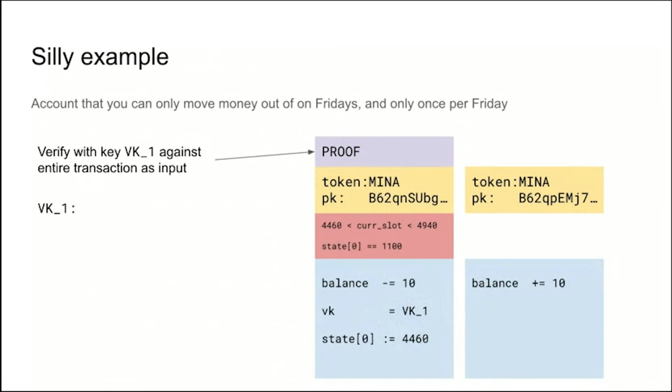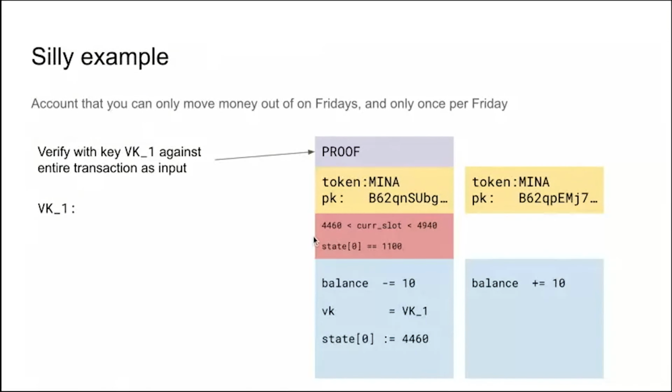How is VK1 going to make that decision? Well, let's just take a second to look at this transaction. So we have the proof, fine. We have the originator information, the sender information, this token Mina, public key, whatever. Then we have the predicate, remember, the predicate. What does the predicate say? It says the current slot has to be between 4,460 and 4,940. The current slot is kind of like the current time. And I looked it up and I made sure that this is a Friday. I think it may have been last Friday.